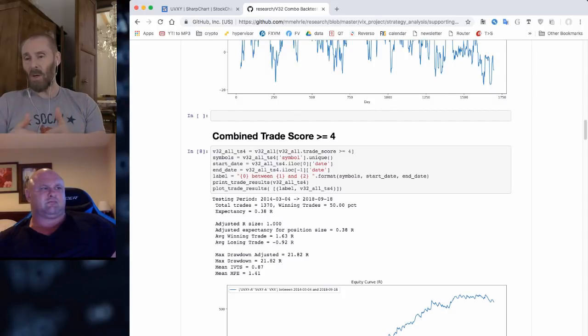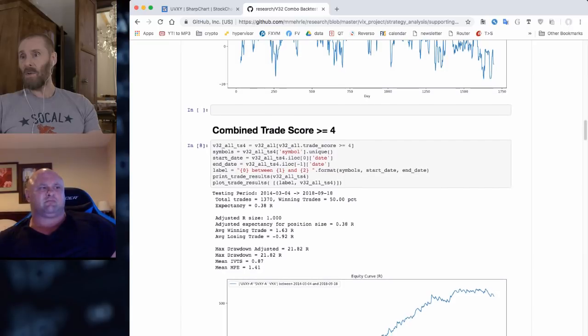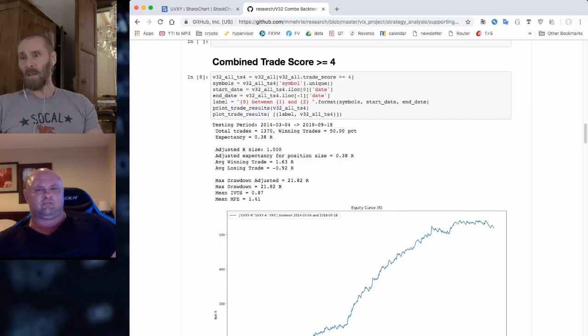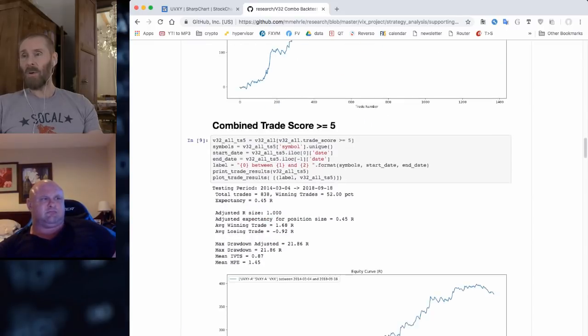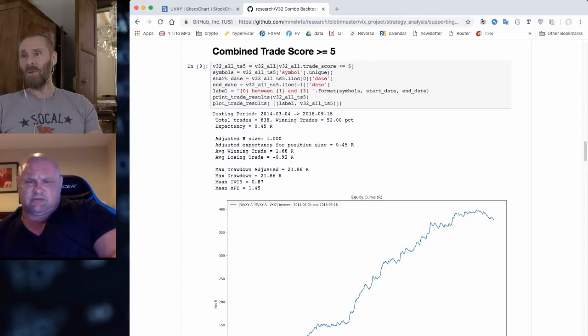We had trade scoring from 1 to 6, and 1 to 3 was the crappy stuff, and after 3 it gets really good. So what you just saw was everything above 3, and that base statistic came out to an expectancy of 0.32. When we filter by 4, you still get 1,300 trades. Winning trade is still 50%, but max drawdown, again that's all three together, is 20%, and expectancy is now 0.38. Here we're cranking it up to 5 or higher, and now the expectancy jumped to 0.545.